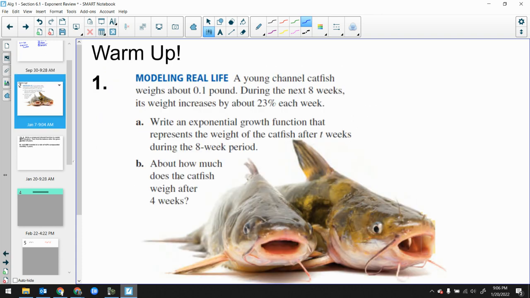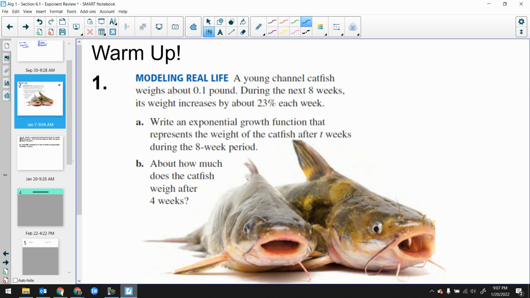I'd like everybody to pause and try this problem. I thought the fish looked a little funny, so I just added them. I could have edited those out, but go ahead and pause this. A young channel catfish weighs about 0.1 of a pound. During the next 8 weeks, its weight will increase by 23% each week. Write an exponential growth function that represents the weight of the catfish after t weeks, and about how much does the catfish weigh after 4 weeks. Okay, so go ahead and pause and try both A and B and just see how you do.